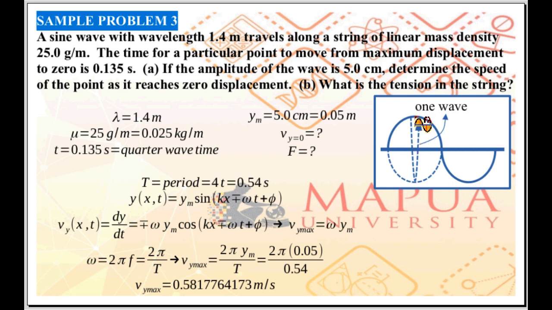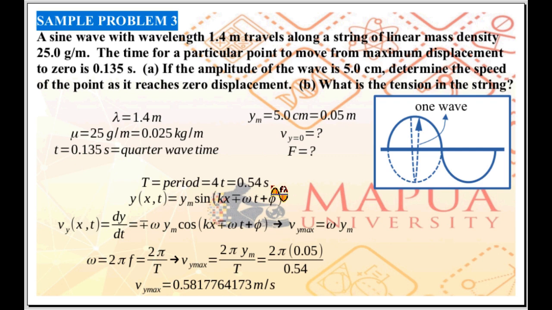One whole wave or one whole vibration is from here to here, back again to the original position: 1, 2, 3, 4. From maximum to equilibrium position, that's just 1/4 of the whole vibration. That means this is just 1/4 of one period. T is equal to 0.135 seconds is the quarter wave time, which means the period is just 4 times the given time. 4 times 0.135 seconds will give you 0.54 seconds.